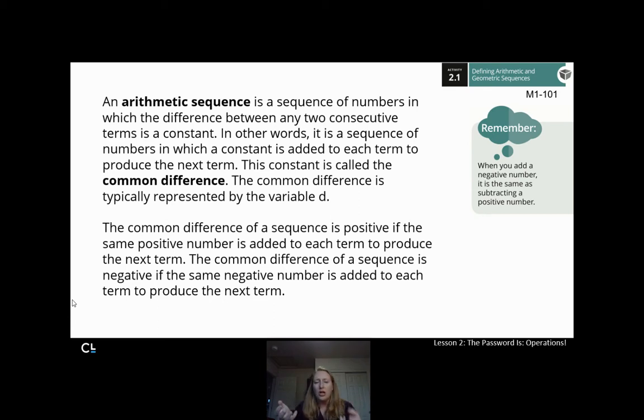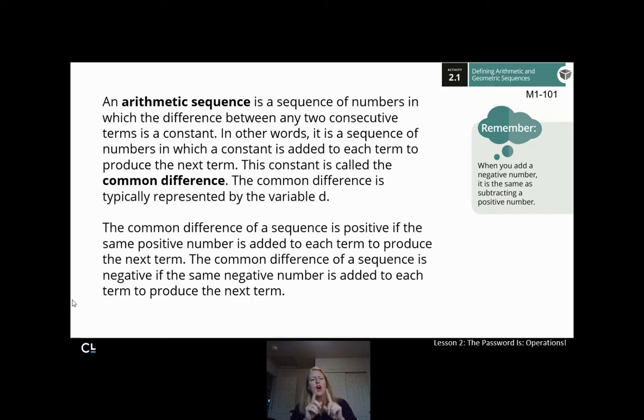So we have some constant number, the same number that we're adding over and over again. We have a name for this constant. This constant number that's getting added over and over again to get the next terms is called the common difference. The common difference is typically represented by the variable d. Not going to be surprised there, it's a common difference, so we use a d as our variable for that.